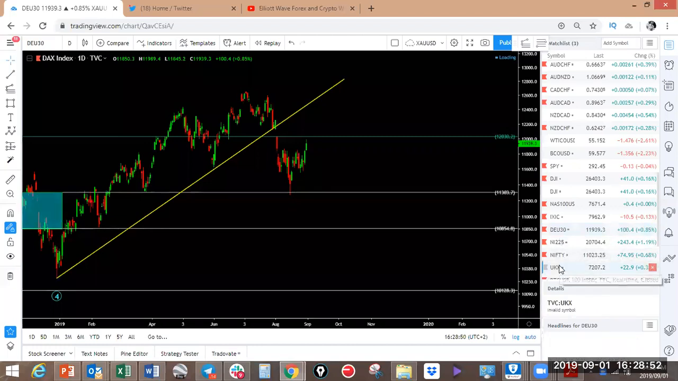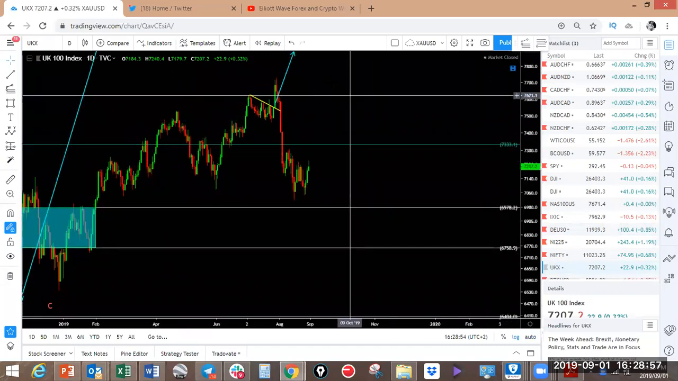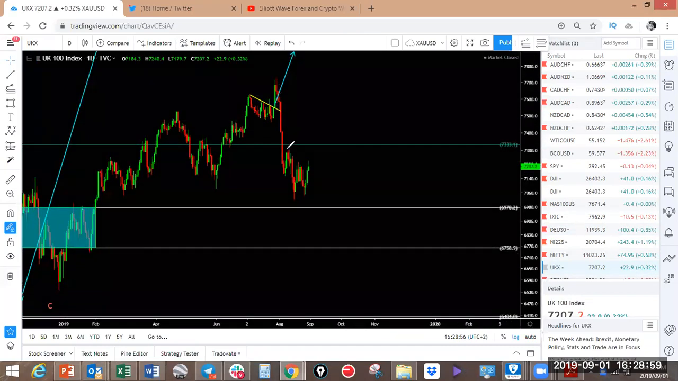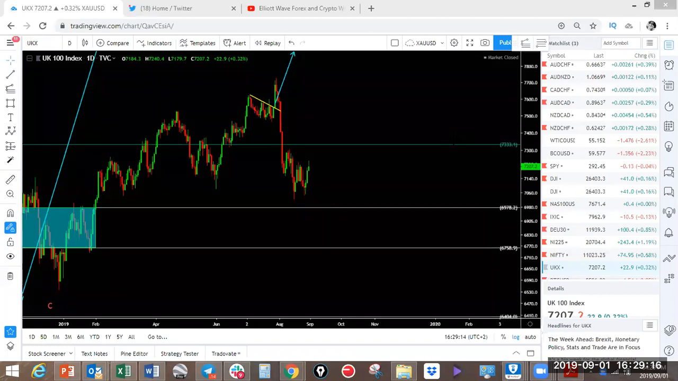UK 100, similar to S&P 500. We're looking at this as a pulsing move down, and this one as a corrective structure. So this can go even more sideways before we get this. But for now, we're looking for this to do this. As soon as this corrective structure is complete, we should get 1, 2, and a 3. That is the UK 100.